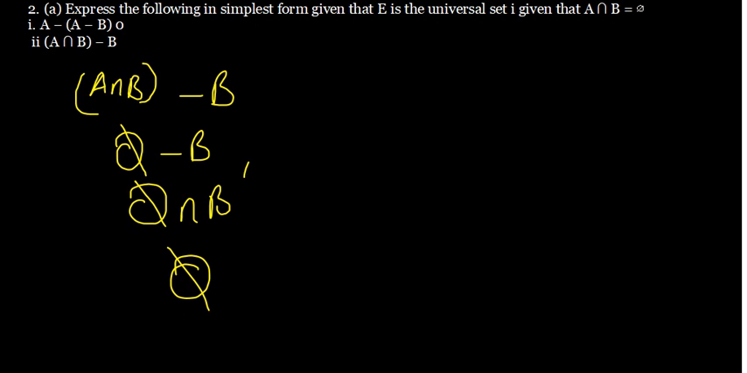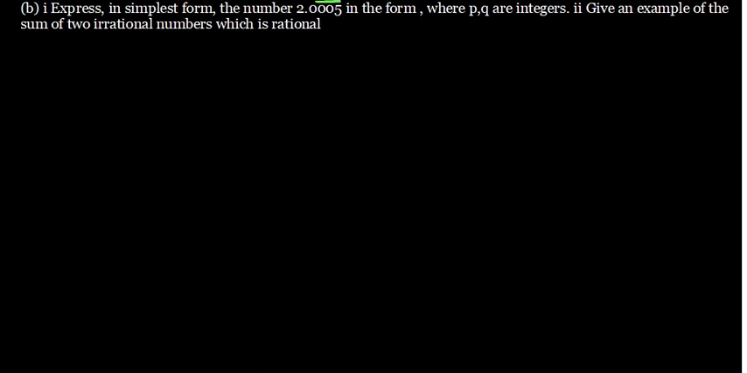Yes, it's okay. Okay, we have this one: express in the form P over Q, where P and Q are integers, the number 2.0005, where the dash starts from this 0 up to 5. So how do you work out this one? The first thing, equate this number to x.